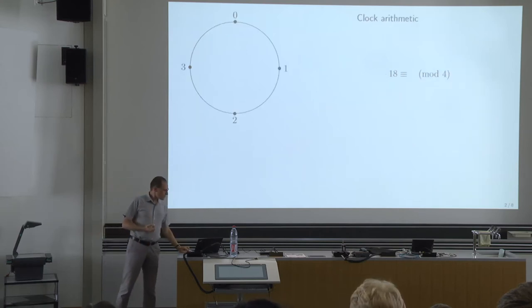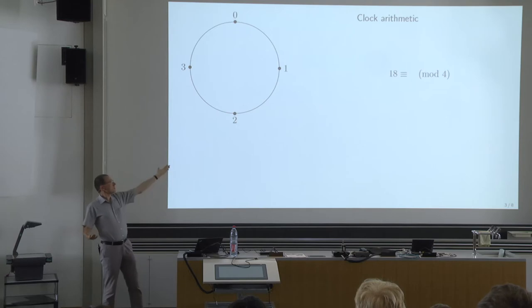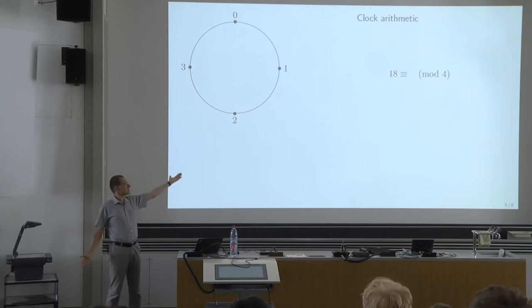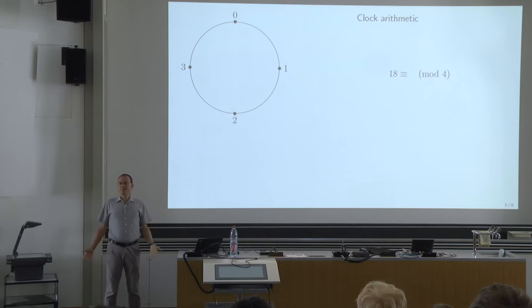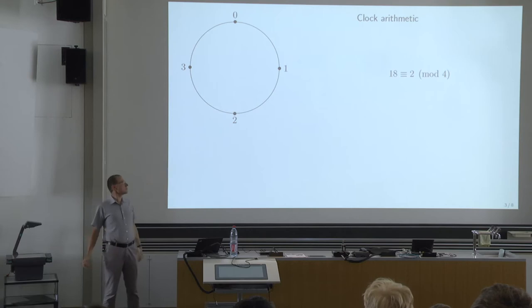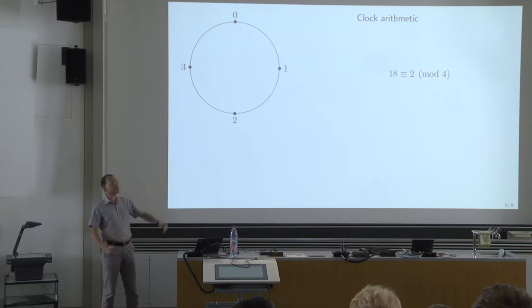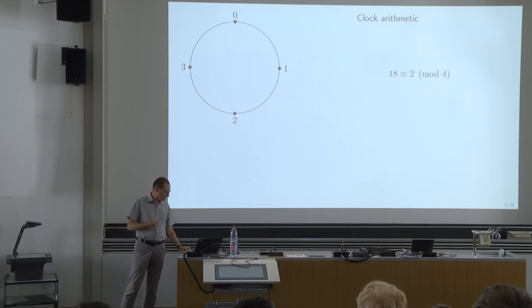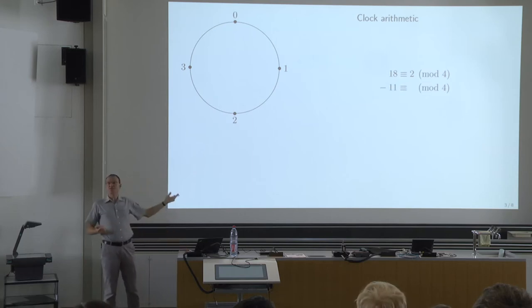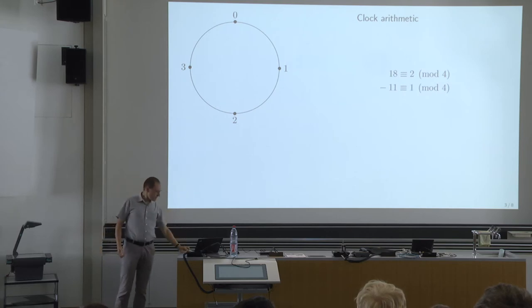Now, for our purposes, we'll be looking at the clock with only 4 divisions. We'll be working mod 4. You're not so used to this clock, but it's equally easy. What is 18 mod 4? Yes? 2, absolutely, because 16 is divisible by 4. If you have 18 francs and you want to buy cakes, each cake costs 4. You buy as many as possible, and then you're left with 2 francs. This is the remainder. Minus 11, if you don't like negative numbers, minus 11 is congruent to, yes? 1, absolutely, to 1 mod 4.